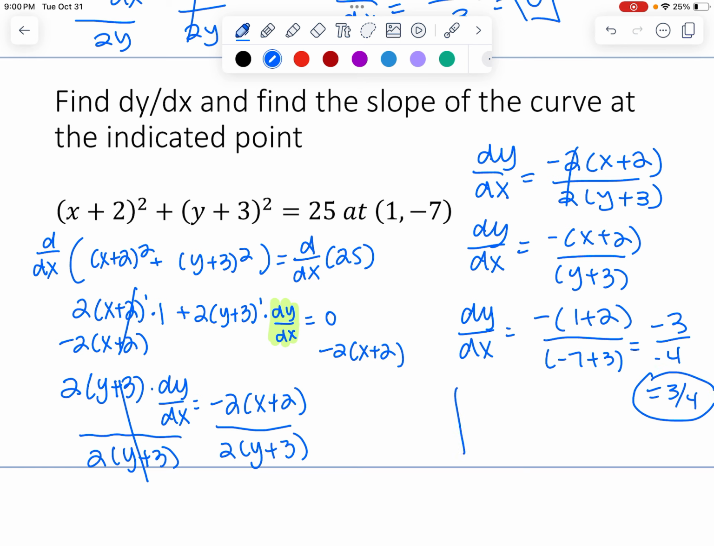But say you had graphed this. This is roughly what that graph looks like. It's a circle again with a radius of 5. And then the point 1, negative 7 would be right here. And so the slope of this right here is 3/4. But that's what we did.